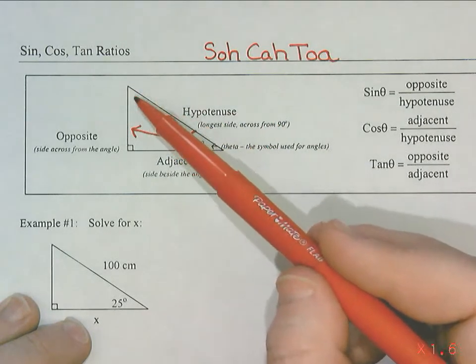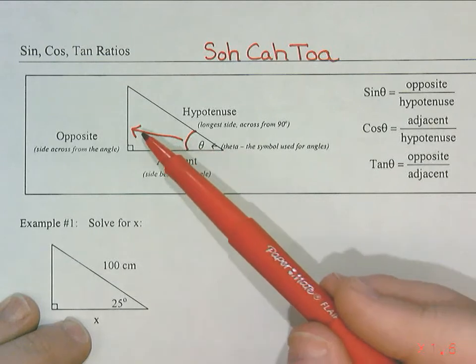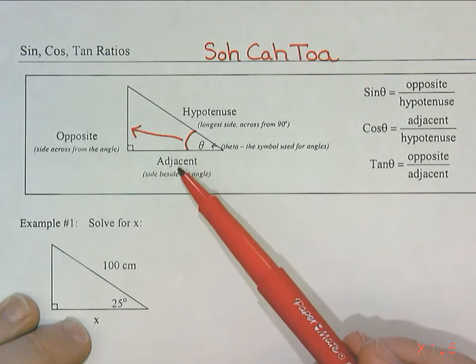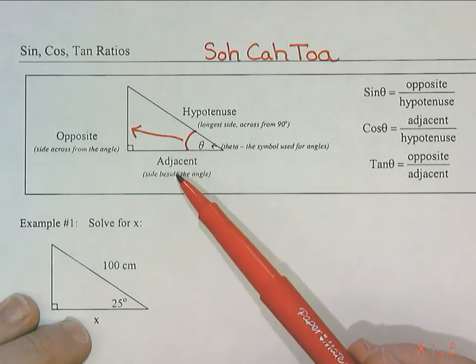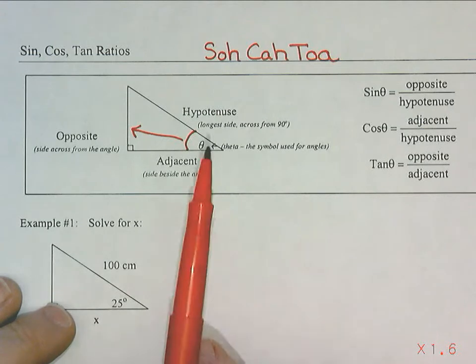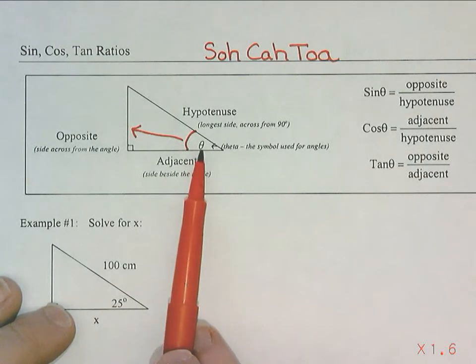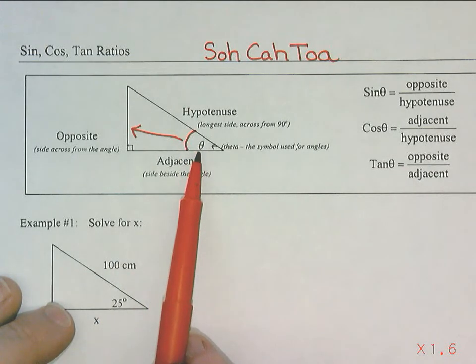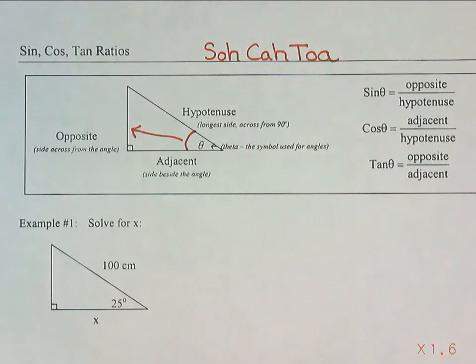So the hypotenuse is the longest side. The opposite side is directly across from the angle that you know in the question, and the adjacent is the third side beside the angle that you know or want to find. You'll notice that I've used a Greek letter here. That's not a 0, it's a theta.